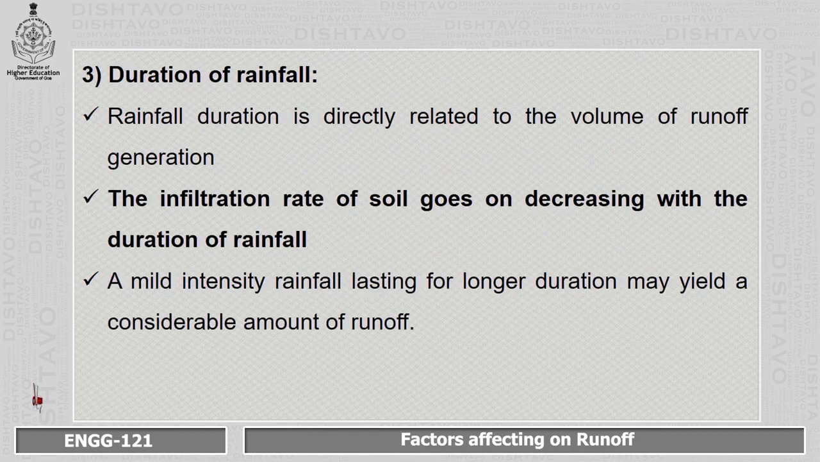The third factor is the duration of rainfall, that is, how long the rainfall continues. Duration is directly related to the volume of runoff generation. The longer the duration, the more runoff volume will be generated. The infiltration rate of soil goes down as duration proceeds. A mild intensity rainfall lasting for a longer duration may yield a considerable amount of runoff.